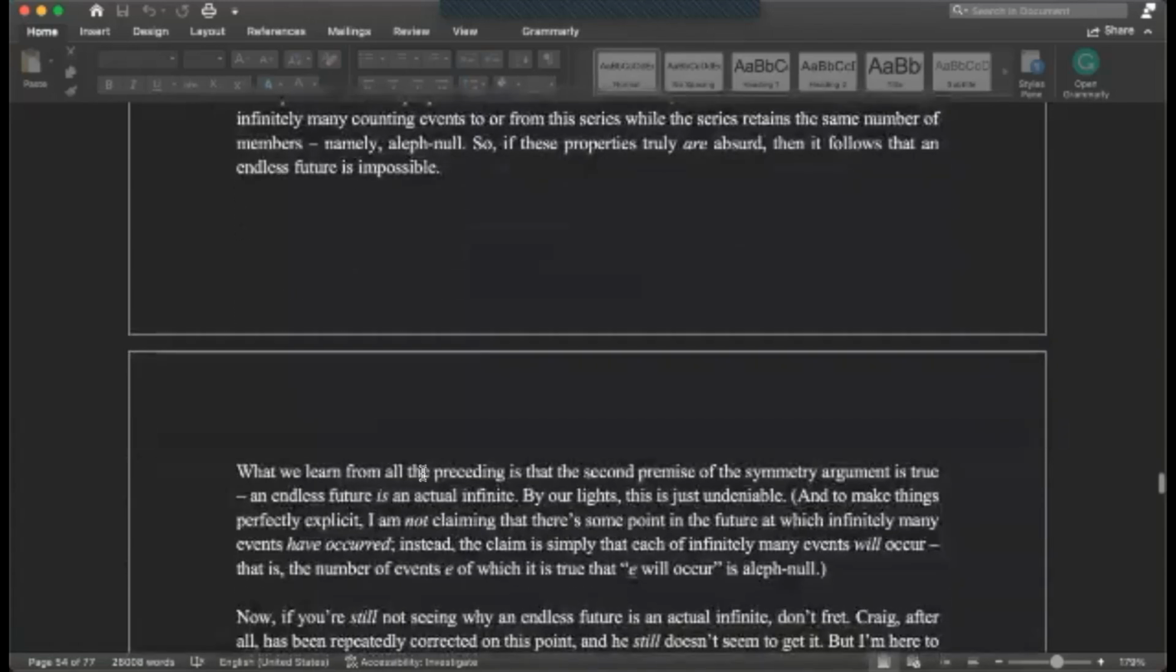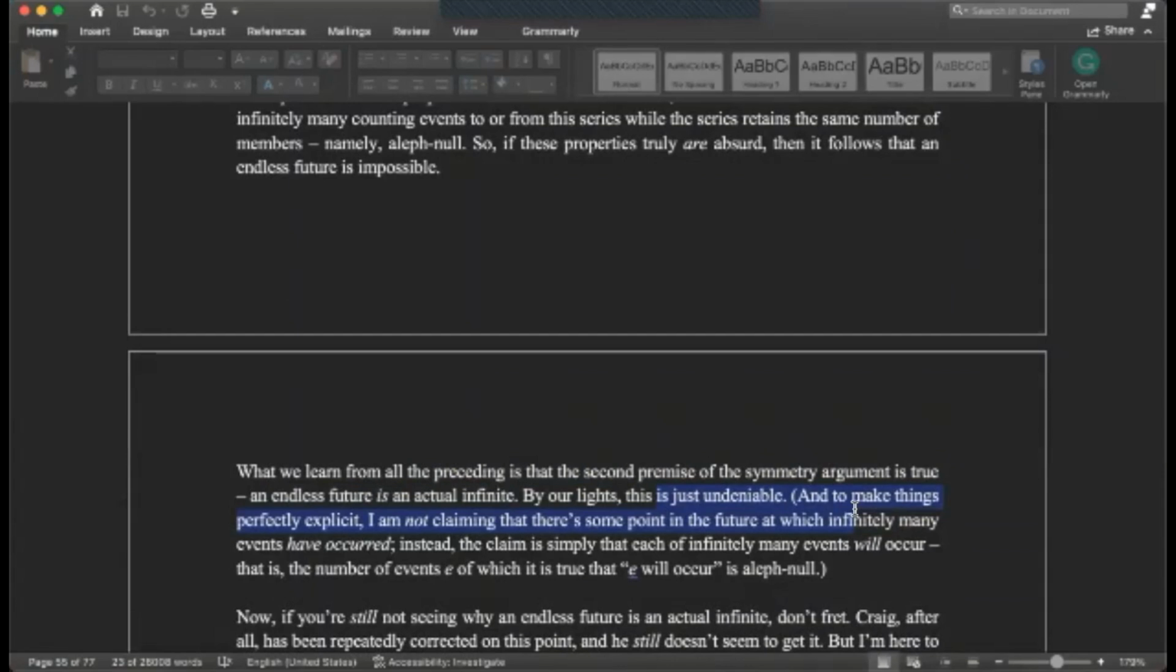What we learn from all the preceding is that the second premise of the symmetry argument is true. An endless future is an actual infinite. By my lights, this is just utterly undeniable. And to make things perfectly explicit, I am not claiming that there's some point in the future at which infinitely many events have occurred. Just as I'm not claiming in saying that there are infinitely many numbers greater than one, that there's some number infinitely distant from one, such that at the perspective of that number, there are infinitely many numbers before it, going back to one.